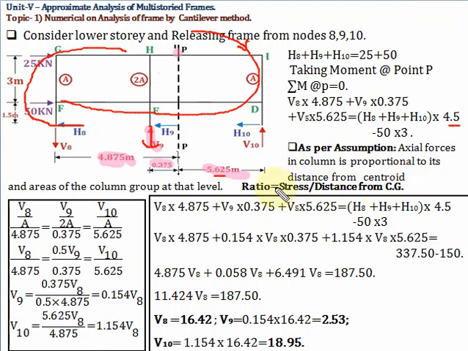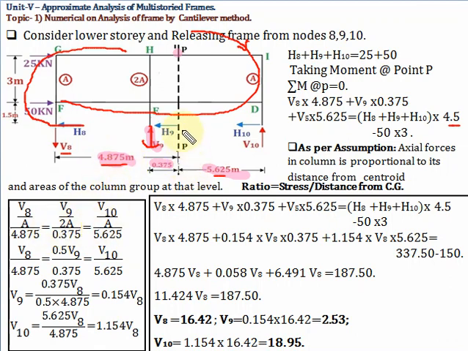Now as per our assumption, the axial force in the column is proportional to the distance from the centroid and the area of the column group at that level. So what is the ratio? Stress upon distance from the CG. Now what is stress? Stress is nothing but force upon area. Now what is the force for the first column? It is V8 upon area. We have to consider the axial force here.